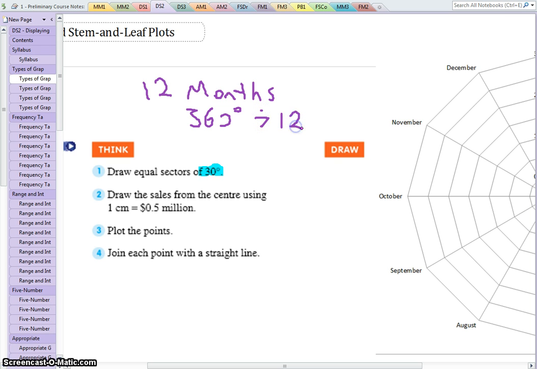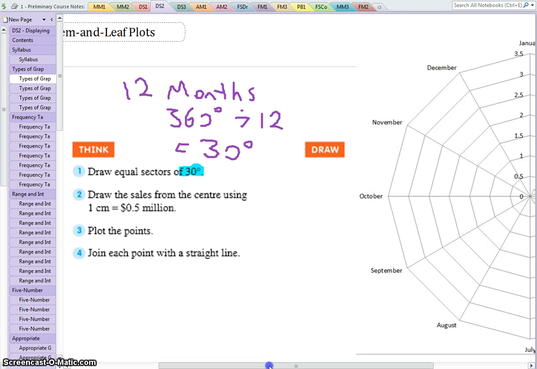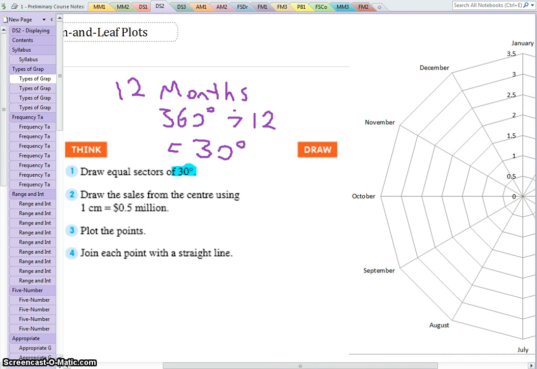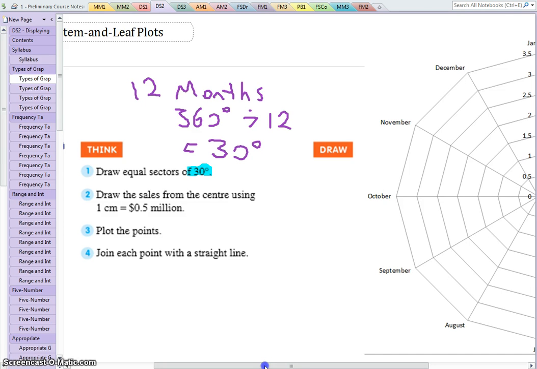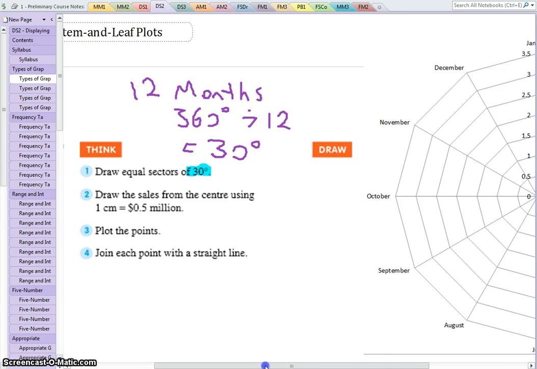Divide that by 12 will give you 30 degrees. So that's why the sectors are all 30 degrees. That should make sense. If you were doing it with 10 different things, you would use 36 degrees. If you're doing it with four things, like a quarterly, then you use 90 degrees.